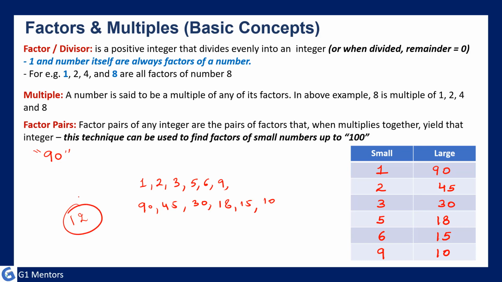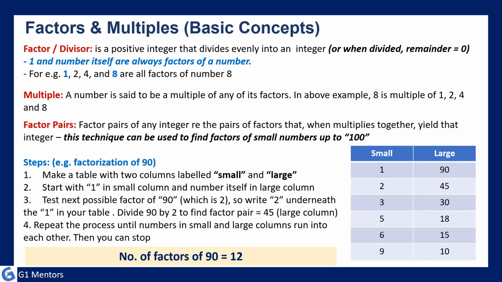So this is called the factor pairs method. To summarize, make a table with two columns labeled small and large. Start with 1 in the small column and the number itself in the large column. Test the next possible factor of 90, which is 2. So write 2 underneath 1. Divide 90 by 2 to find the factor pair 45 and proceed so on. So the number of factors of 90 is 12.